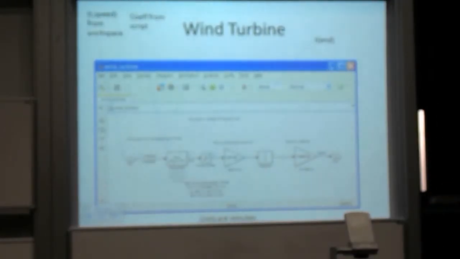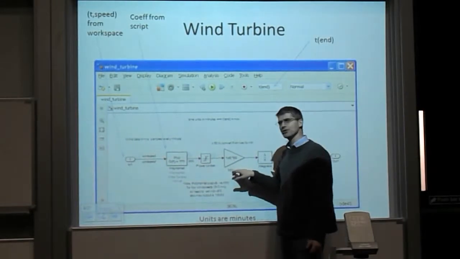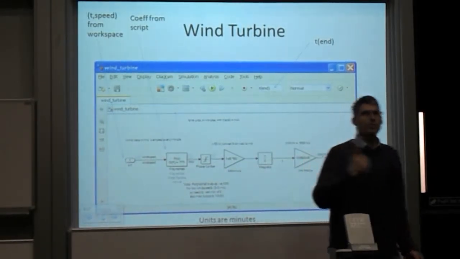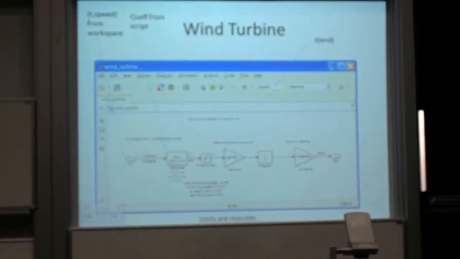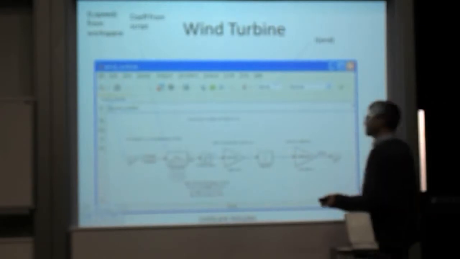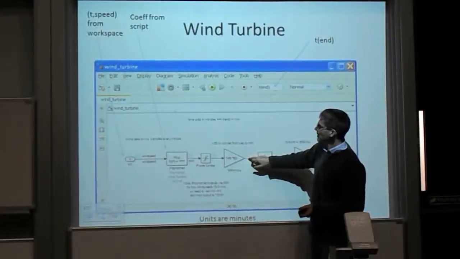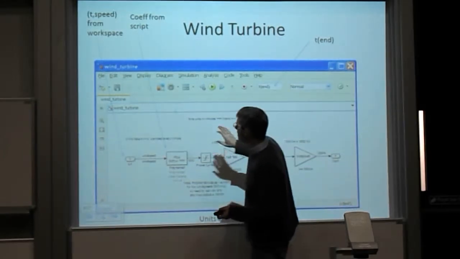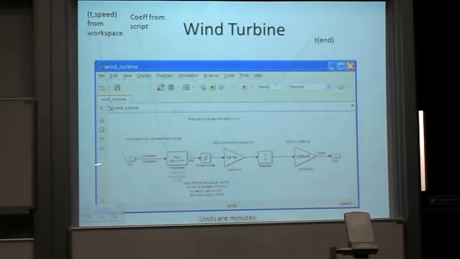We want to convert from megawatts. A megawatt is a megajoule per second, which is 1,000,000 joules per second. So we want to convert from megawatts to joules per second. Now, this model is actually running in minutes, right? I'm not sure if you can read that. I doubt if you can off the back.